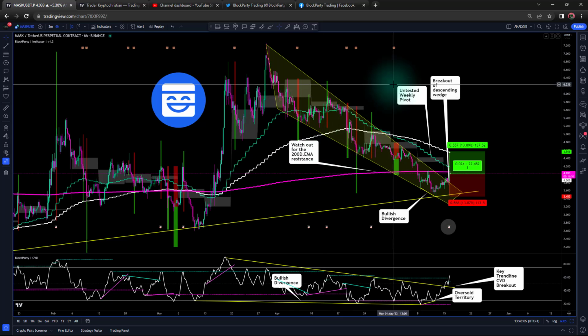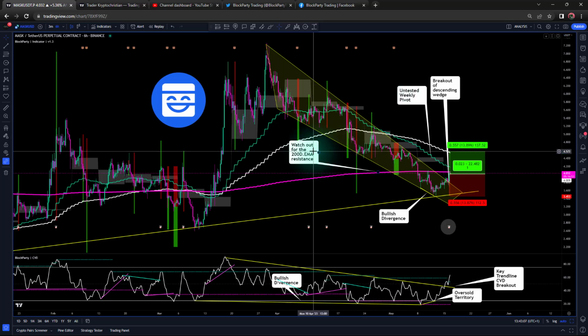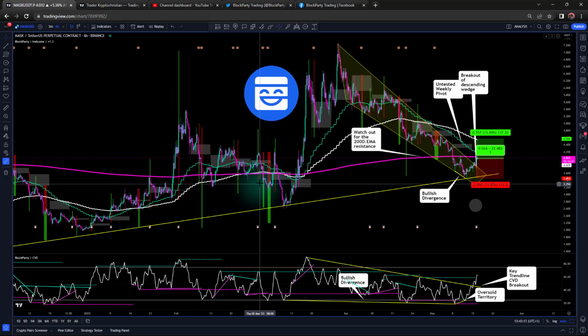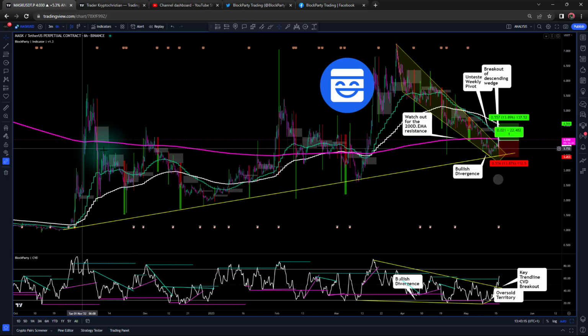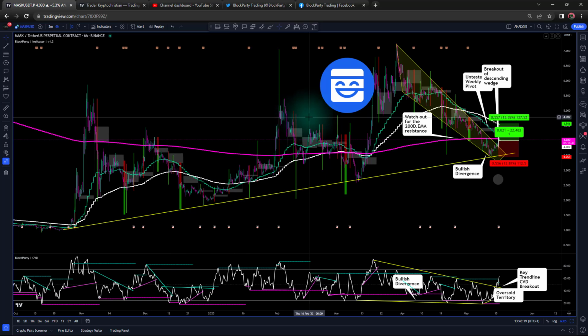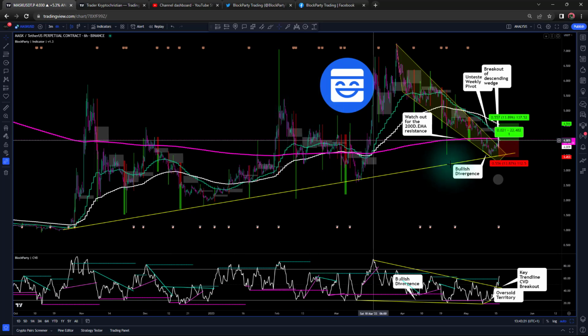However, there is one word of caution that I would suggest for Mask at the moment, which is watch out for the 200 daily exponential moving average. This is amongst the strongest moving averages for support and resistances. You can simply see just by looking back here historically, where you see price attacking it and is usually getting rejected or vice versa when it goes down and it gets supported.